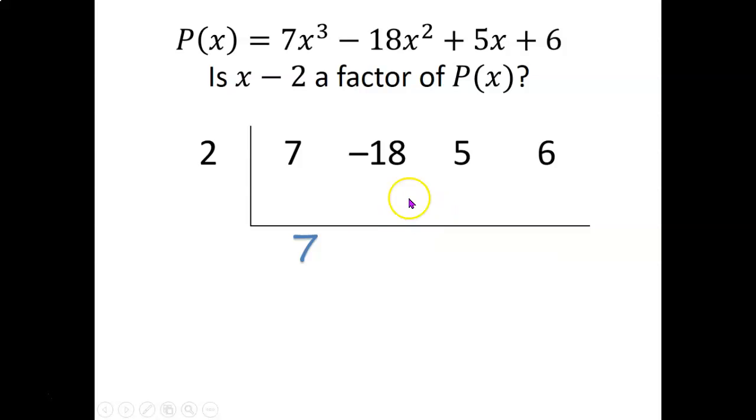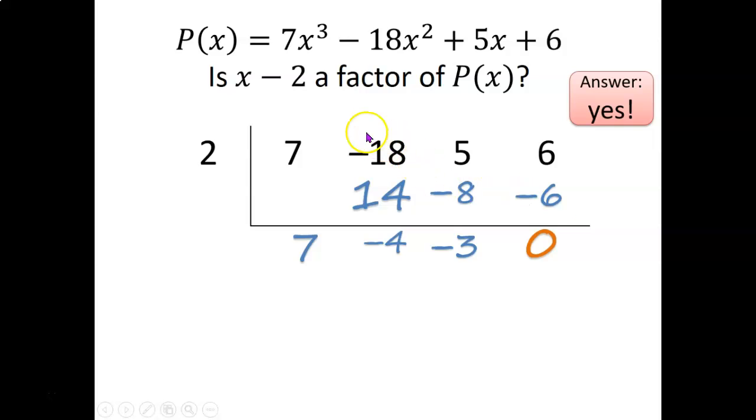2 times 7 is 14. Add -18 plus 14 to get -4. Multiply 2 times -4 to get -8. Add 5 plus -8 to get -3. Multiply 2 times -3 to get -6. And add 6 plus -6 to get 0.